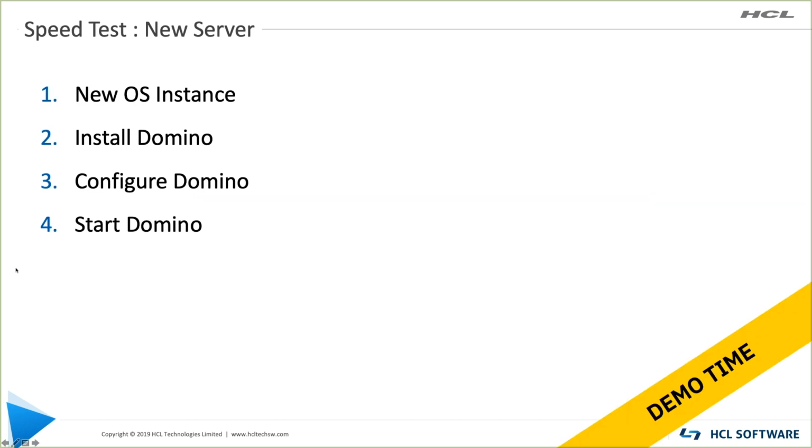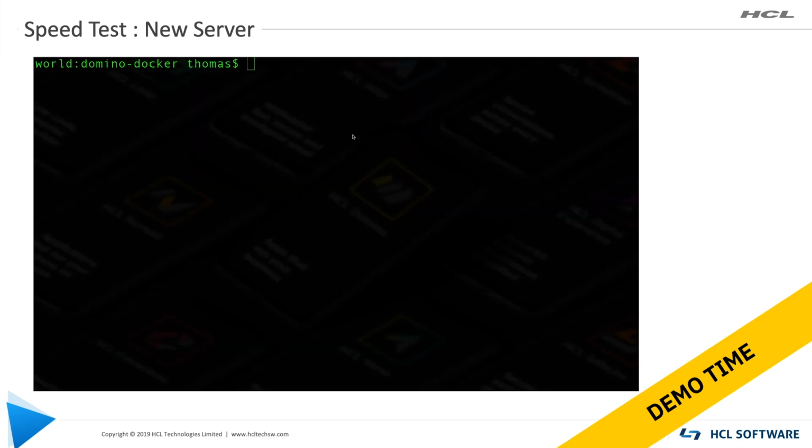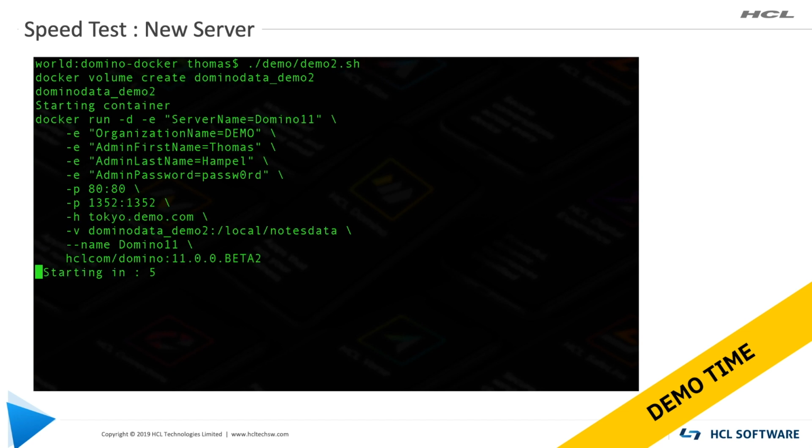So let's do a little speed test for setting up a new server. What we need to do is create a new operating system instance, install Domino, configure Domino, and start Domino. An exercise which, in classic terms, can easily take a couple of hours, if not even several days. Let me show you how quickly this can be done in Docker. So we have prepared a script that will print out the parameters required for Docker. One parameter being the server name that we would like to use, another one being the image name.